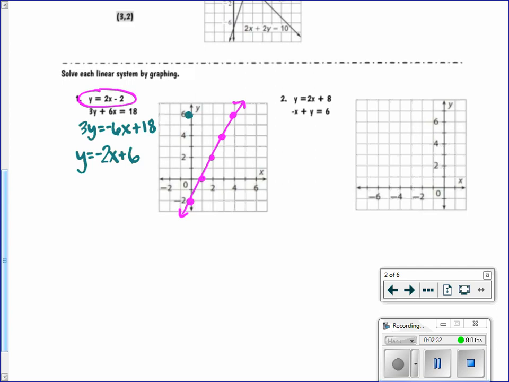Y-intercept is at 6. Slope's -2, so where are we going? Down 2 and right 1. Down 2, right 1, down 2, right 1. Where's the answer? Right there. Where they intersect.